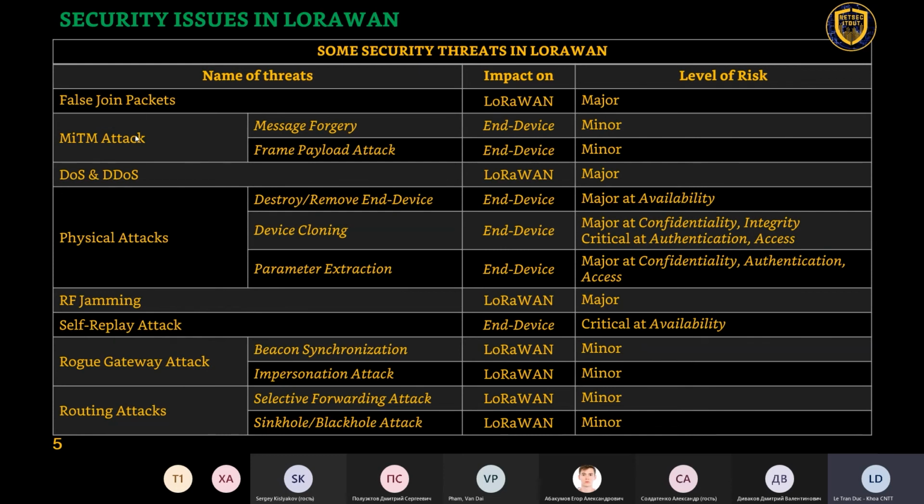Here are some common types of attack: man in the middle, DoS and DDoS attacks. Other attacks are carried out at the physical layer, for example, destroying or removing a device, cloning, or RF jamming. RF jamming is a critical and major risk for LoRaWAN. It impacts the entirety of LoRaWAN. We will talk a little bit about the replay attack later. And here we also see routing attacks, rogue gateway attacks, etc.